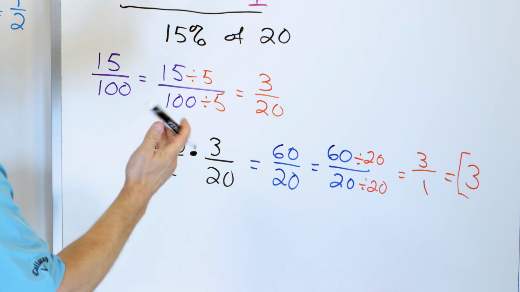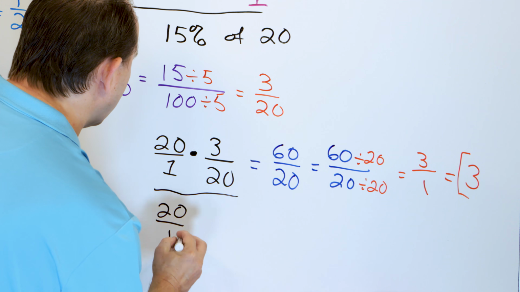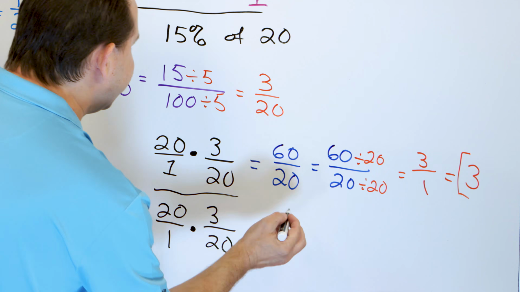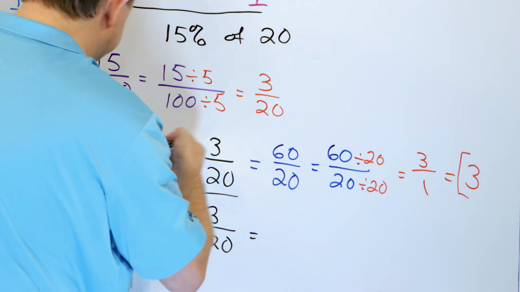Now let's take a moment to calculate the answer using cross cancellation. 20 over 1 multiplied by 3 over 20. We did it the harder way first. We multiplied the tops, multiplied the bottoms, simplified, and calculated.